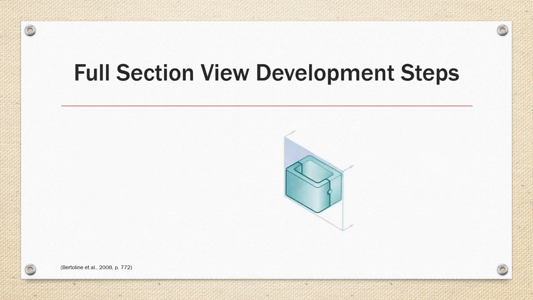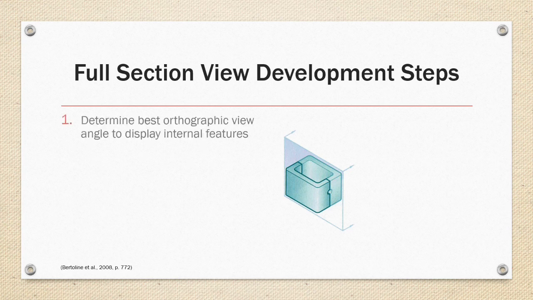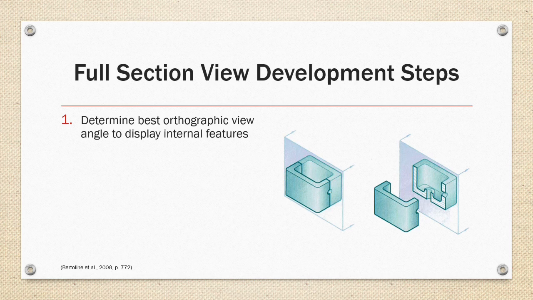The procedure to develop a full section view has 5 steps. First, determine the best orthographic angle to display the internal features that normally would appear as hidden lines.